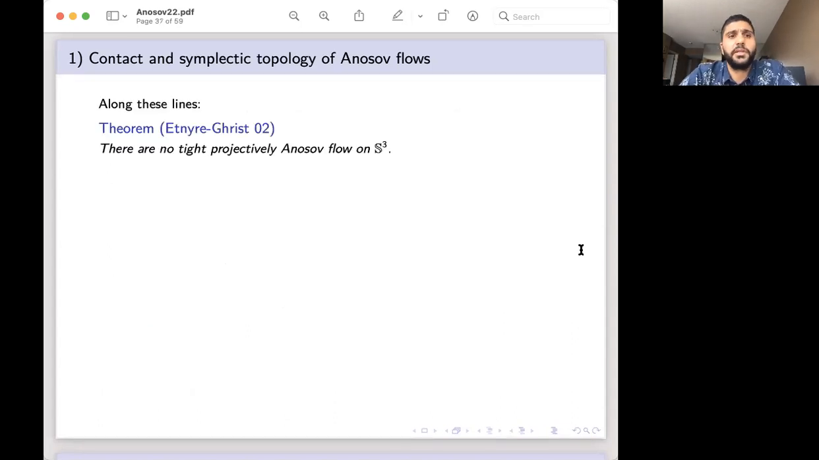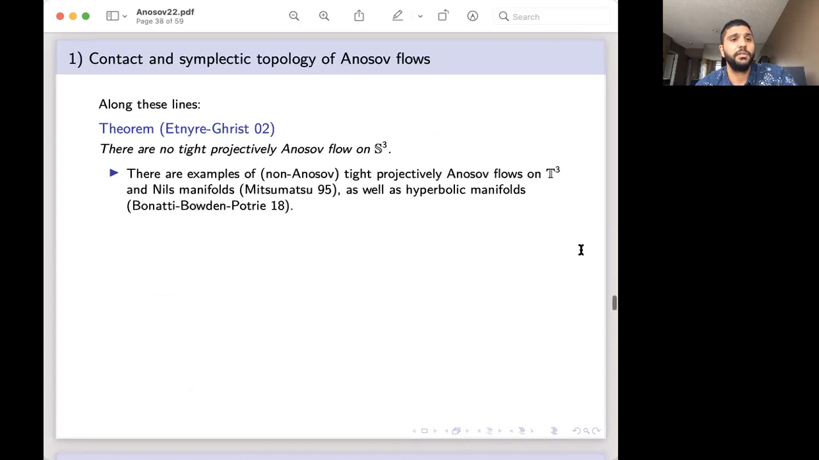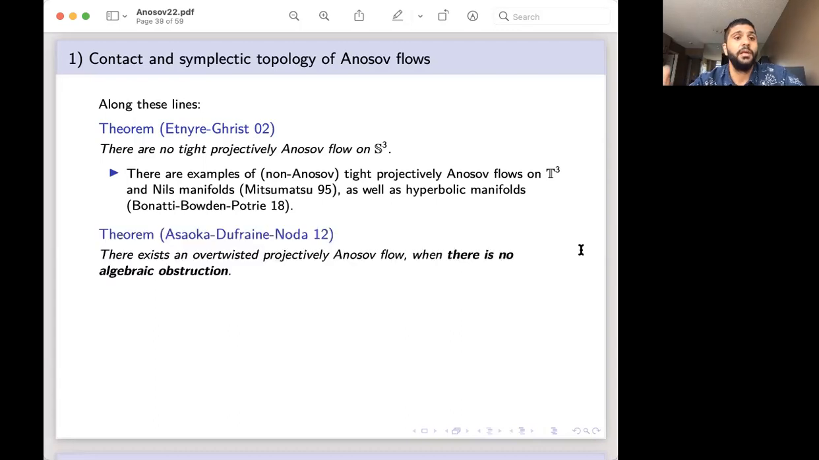Along these lines, Nayar and Grice show that there are no tight projectively Anosov flows on the sphere, generalizing the nonexistence of Anosov flows on the sphere. And remember, as I mentioned before, we have examples of tight projectively Anosov flows on the torus and Nil manifolds, as well as non-Anosov examples of tight ones on hyperbolic manifolds. And Asaoka, Dufresne, and Noda show that there exists an overtwisted projectively Anosov flow, meaning both contact structures are overtwisted, when there is no algebraic obstruction.